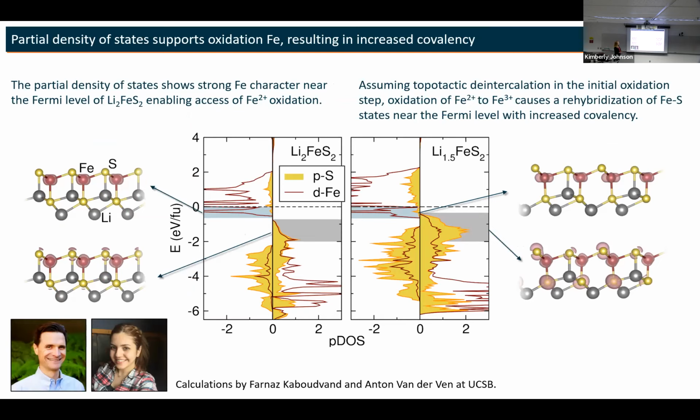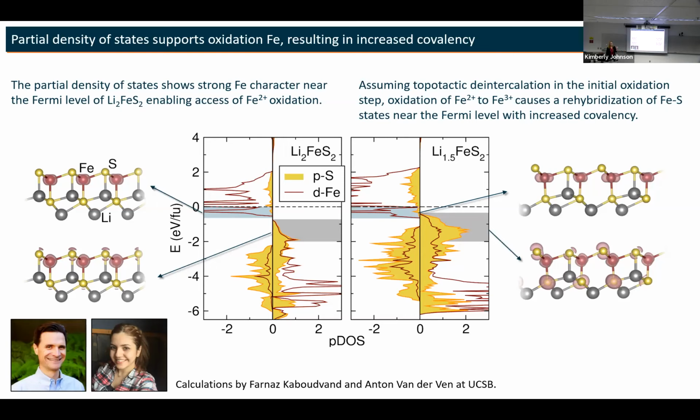When we partially delithiate this material, we model it very similarly to the pristine material based on some X-ray diffraction. And we just assume that we're forming lithium vacancies. And if you look at the partial density of states of that material, you see that the sulfur P states have pushed up closer to the Fermi level. And that's as a result of a rehybridization of the iron D and the sulfur P states to form a more covalent iron sulfur bond that you see in these electron density maps. So this higher covalency actually pushes the sulfur P states up, and that's what allows us to access them in sequential oxidation steps.